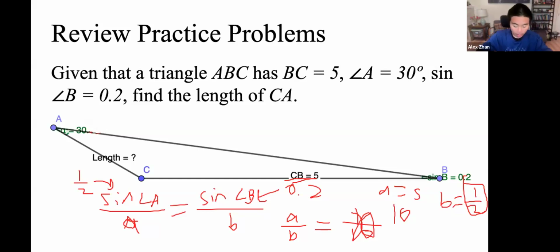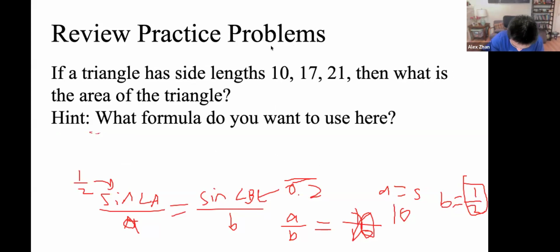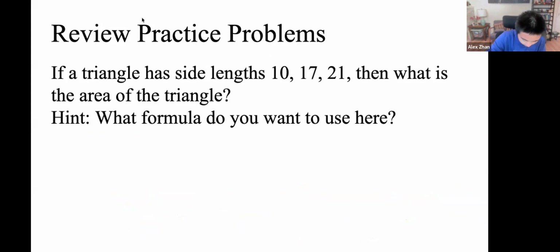Okay, so then we will go on to the next question. Let me just clear this out. Okay, so if a triangle has side lengths 10, 17, 21, then what is the area of the triangle?